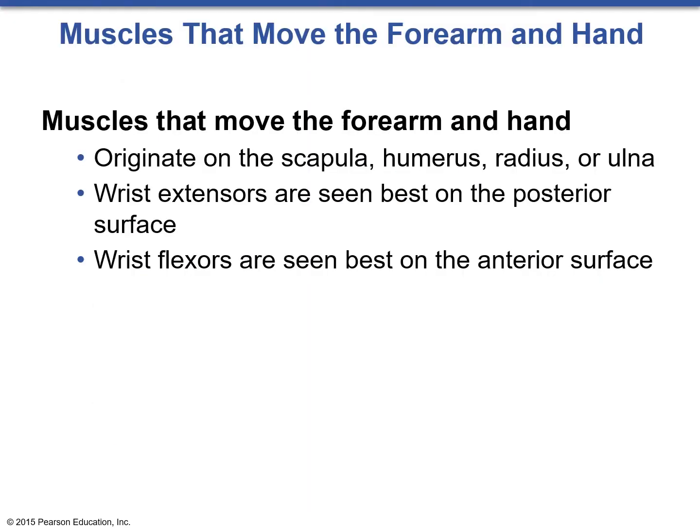We're now going to move down the arm to muscles that move the forearm and hand. These are going to originate on the scapula, humerus, radius, or ulna, and the wrist extensors are best seen on the posterior surface. So if we have our hands in anatomical position, you can actually feel all of your extensors on the lateral aspect of your elbow. That's where they all are.